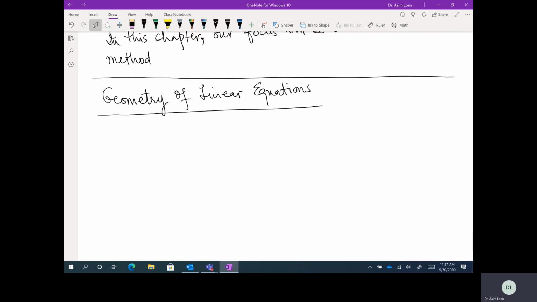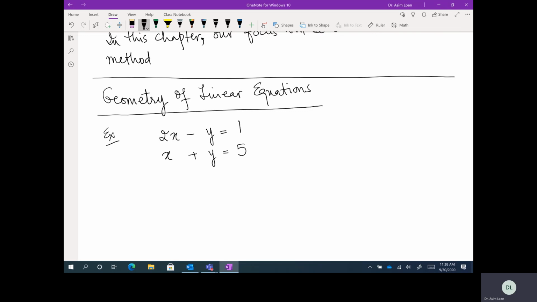So again, when I say geometry of linear equations, we can actually look at it two ways. Either we can look at the row picture or we can look at the column picture. So let's look at an example. We have 2x minus y equals 1, and x plus y equals 5.